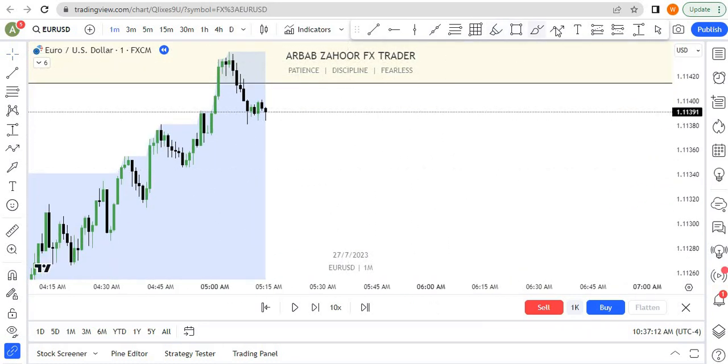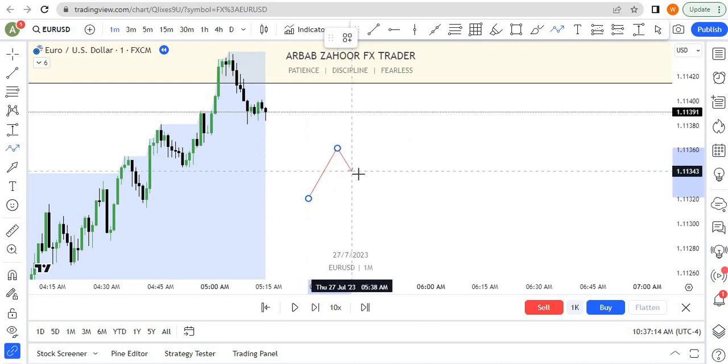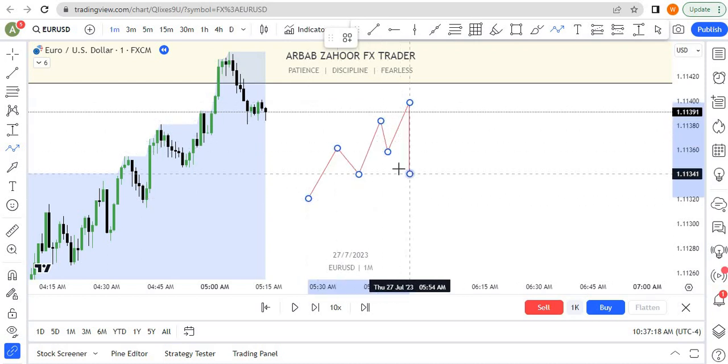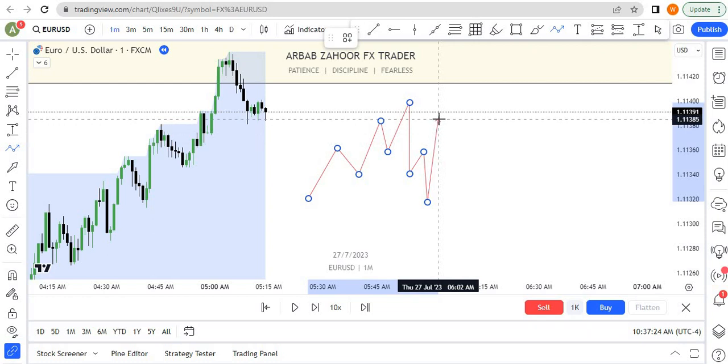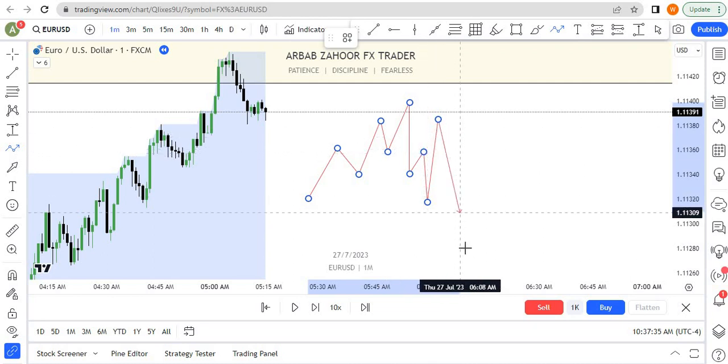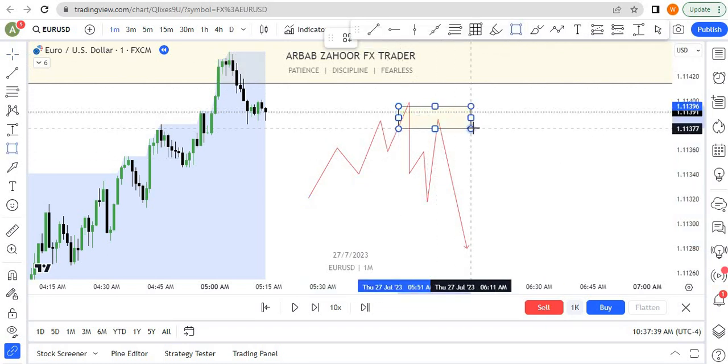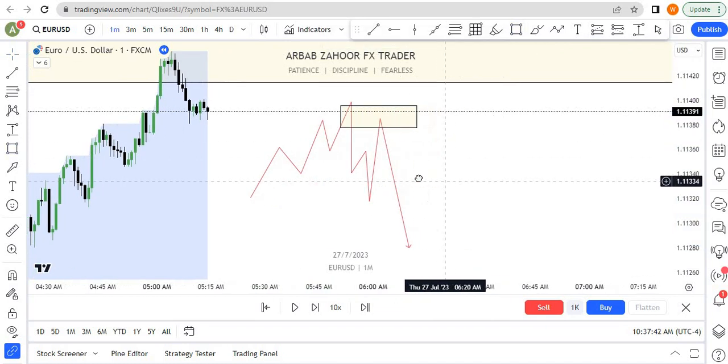So what I want here in 1 minute: price was moving upside, price changes character, then creates an inducement and takes this inducement, and from here an extreme or anywhere here takes out the liquidity of this inducement. Then price moves downside and I will buy from here. This is the first scenario for me.